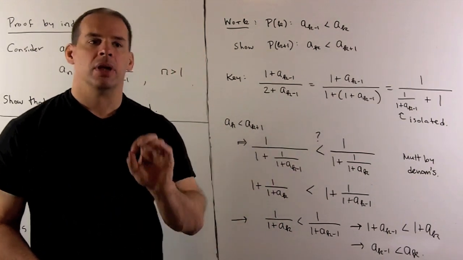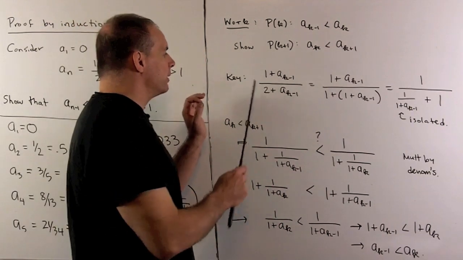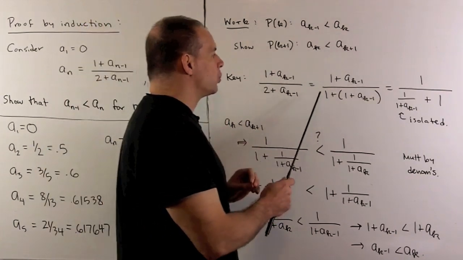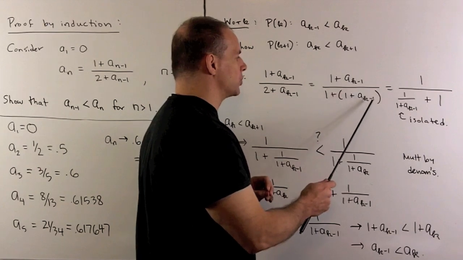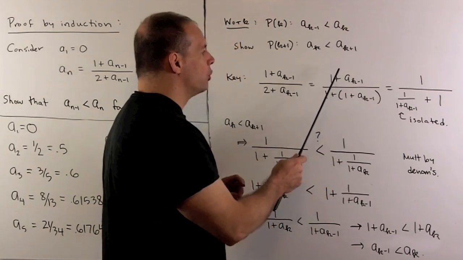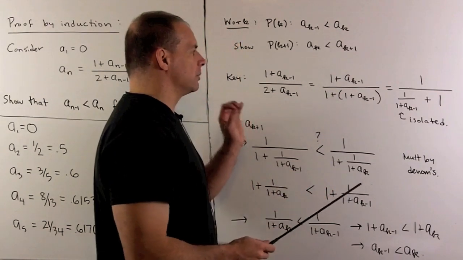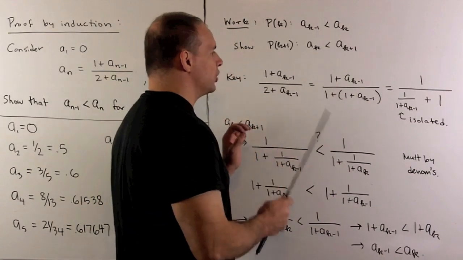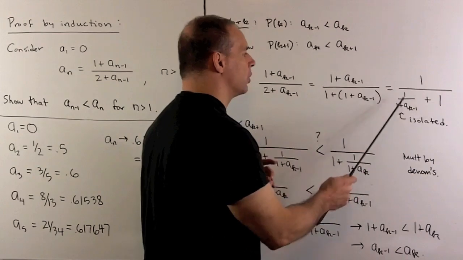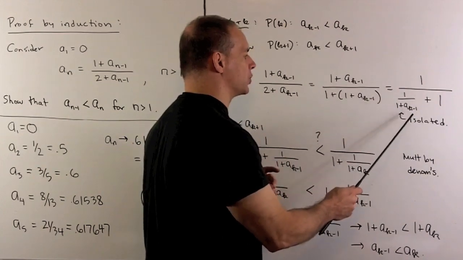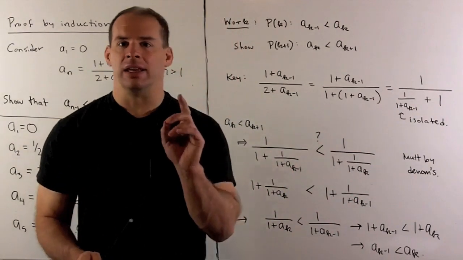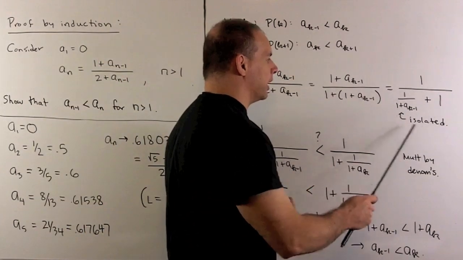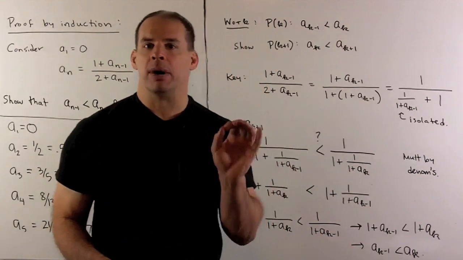Our key is going to be to rewrite our definition as follows. In our denominator, I'm going to rewrite that as 1 plus a sub k minus 1. Then I'm going to divide numerator and denominator by 1 plus a sub k minus 1. When I do that, we'll turn our definition into 1 over 1 plus 1 over 1 plus a sub k minus 1. The key here is we've isolated the a sub k minus 1 in the denominator, so it's going to make our bookkeeping much easier.